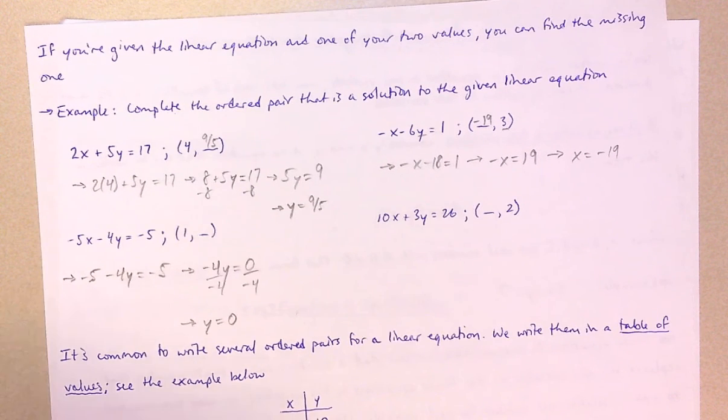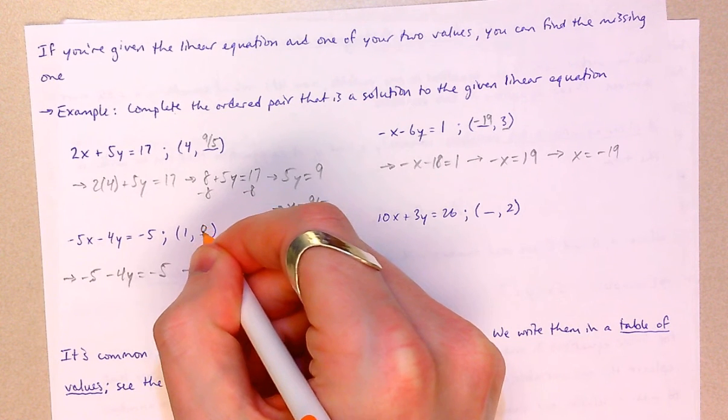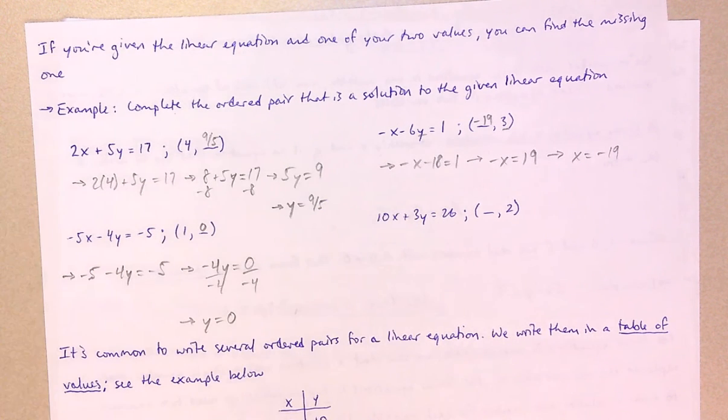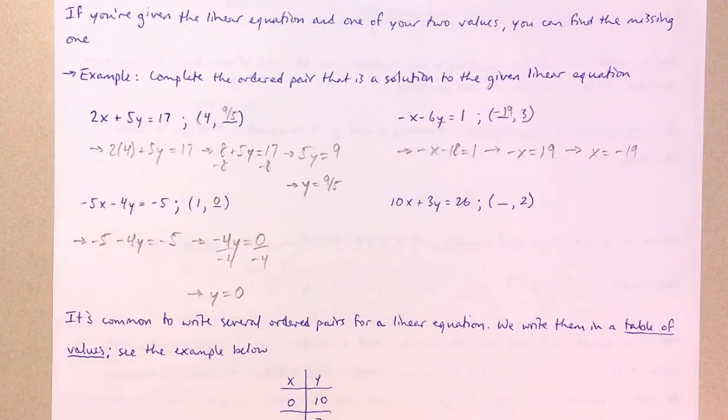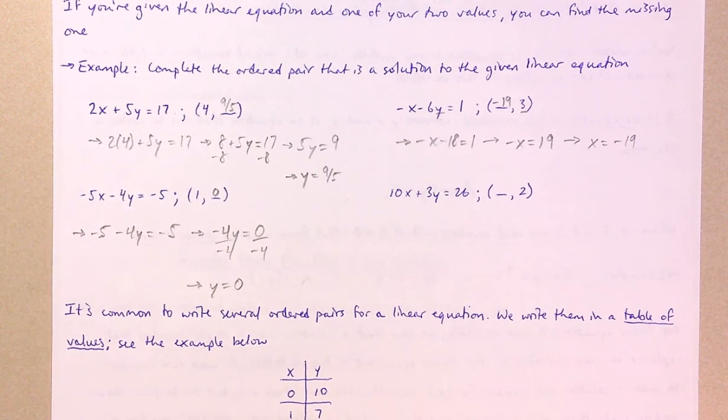So there is our missing y value. There's the missing value in this ordered pair. And our ordered pair is (1, 0). So as I said, I'll let you try the fourth one on your own. We'll go through that one in class.